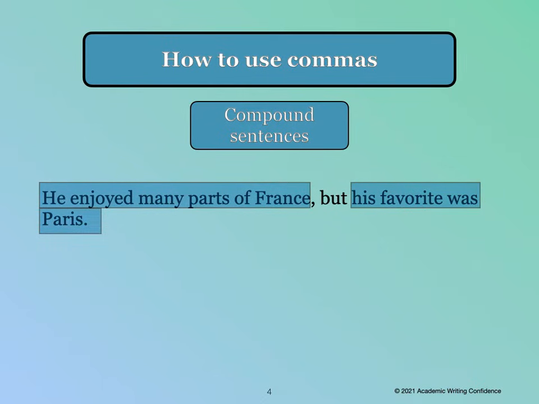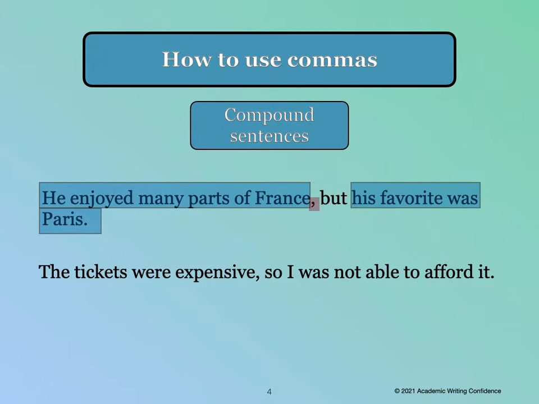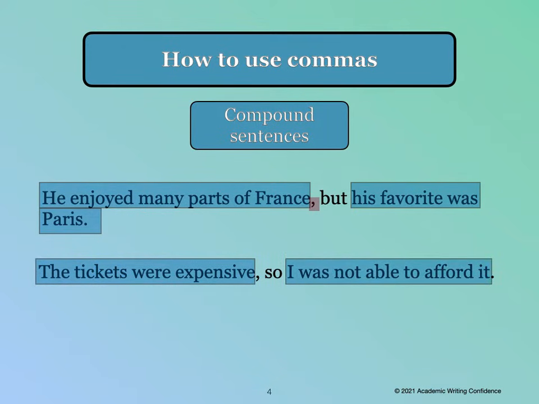Now, the 2 simple sentences have been connected together by using a comma and then the word but. Here's another example. The tickets were expensive, so I was not able to afford it. Again, we have 2 simple sentences that are connected by a comma and the word so. So be sure to add a comma when writing compound sentences with words such as but and so.